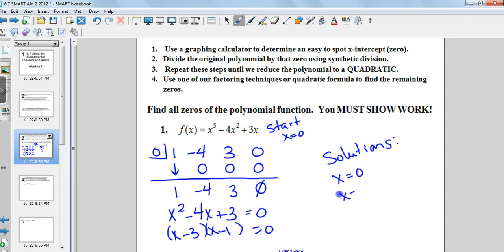And now if I set my two factors equal to 0, I would get x equals 3. And I would also get x equals 1. So these are my answers. I realize you could have just seen that on your calculator.